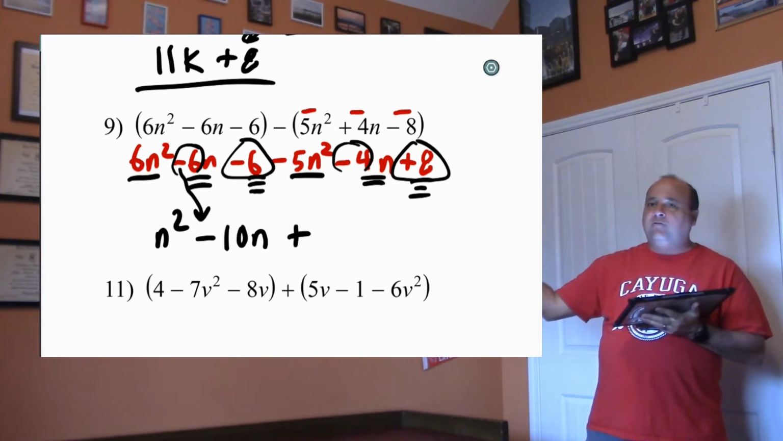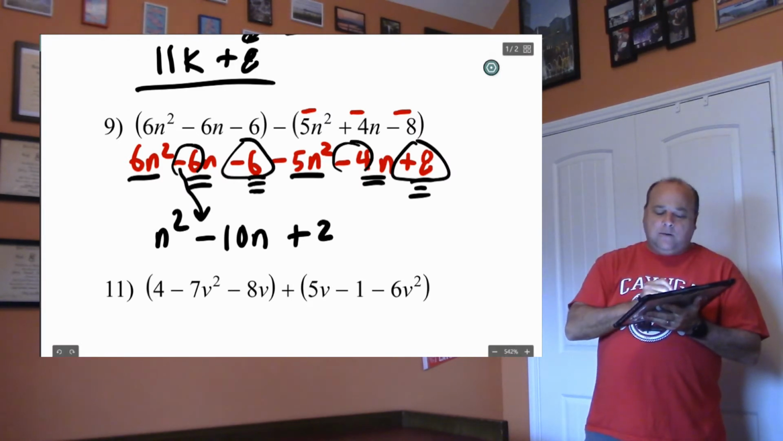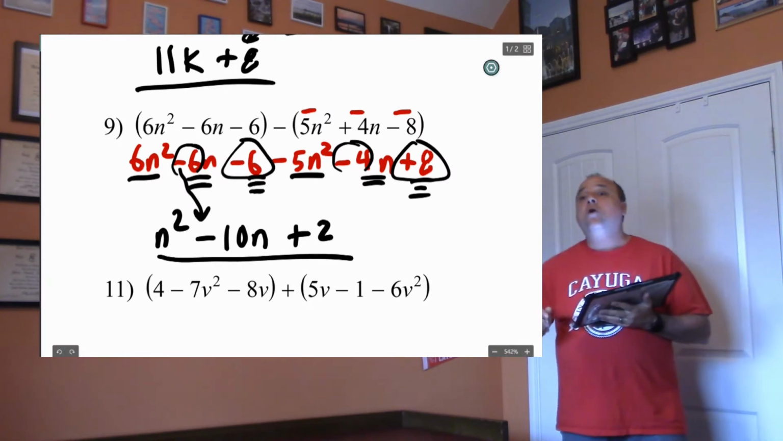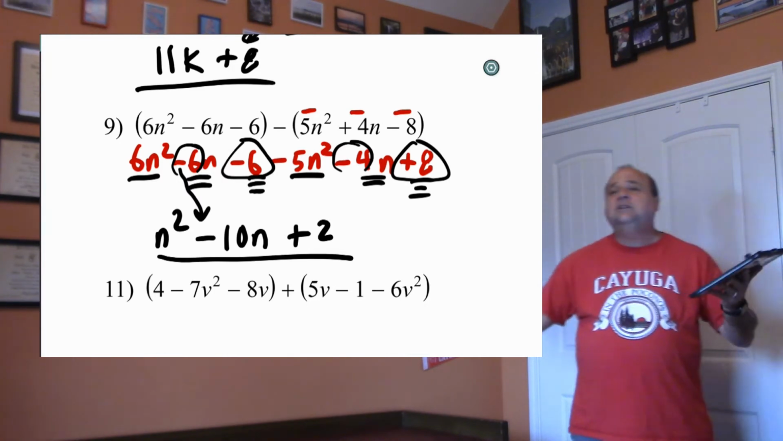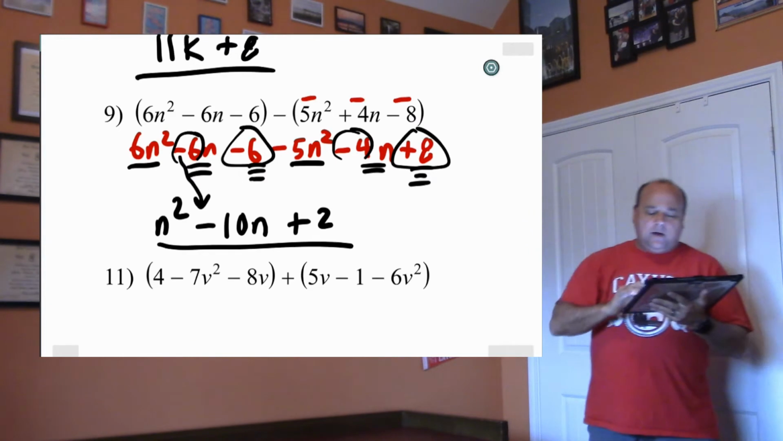You may not go left to right. So I'm taking 6 away from 8, and that's going to be 2. This is the answer. Ho, ho, ho. Just like eating an Oreo cookie. Ho, ho, ho. Let's keep going.